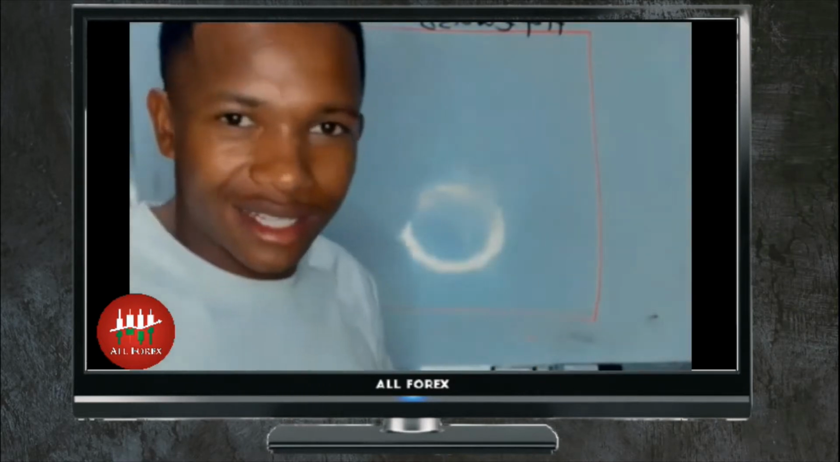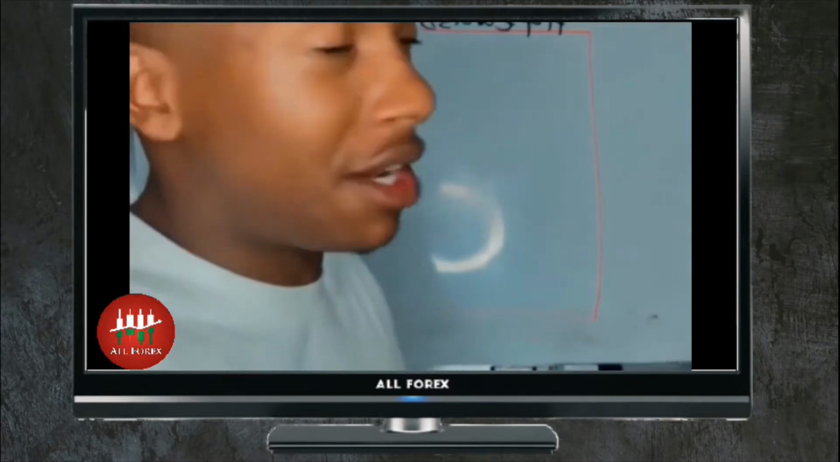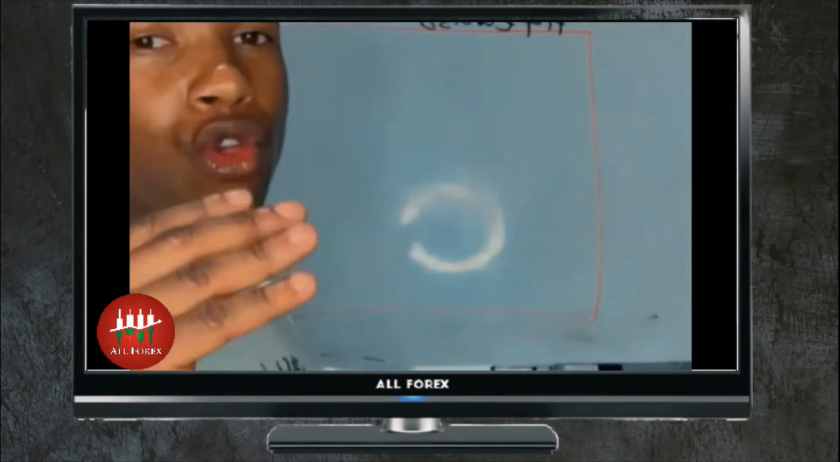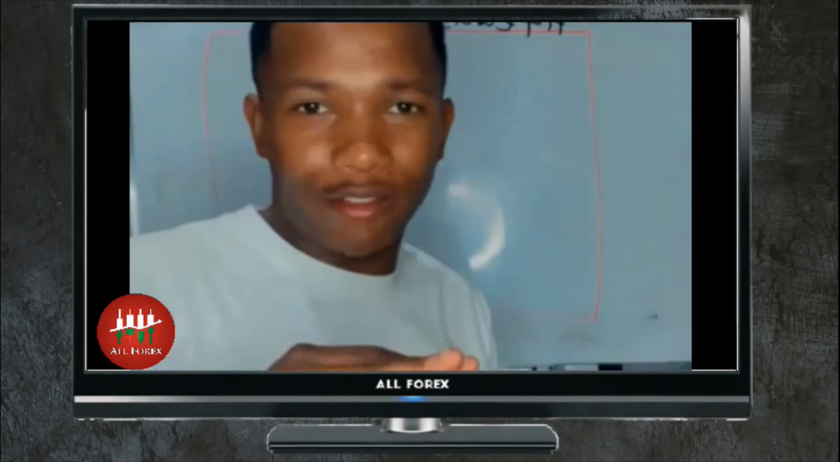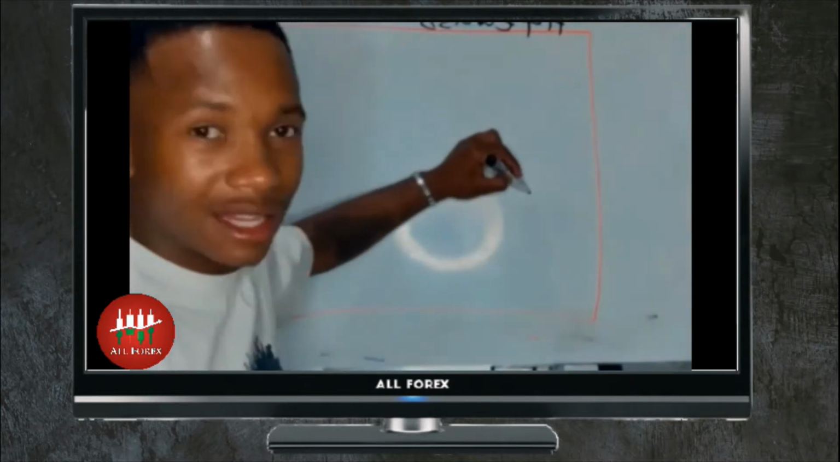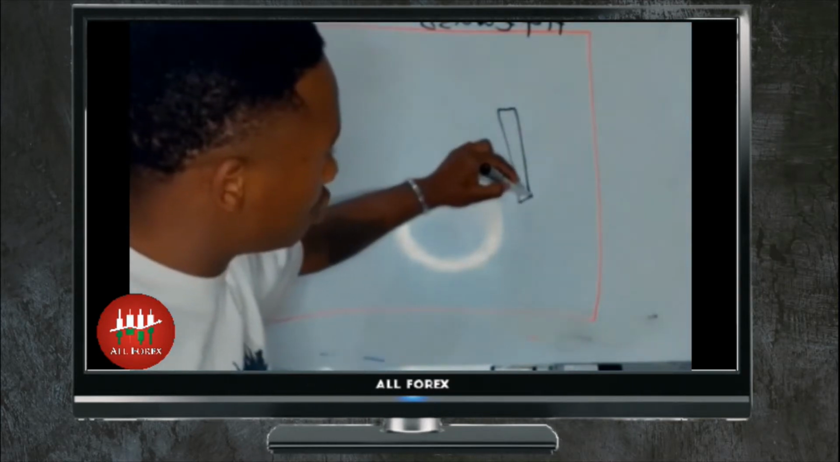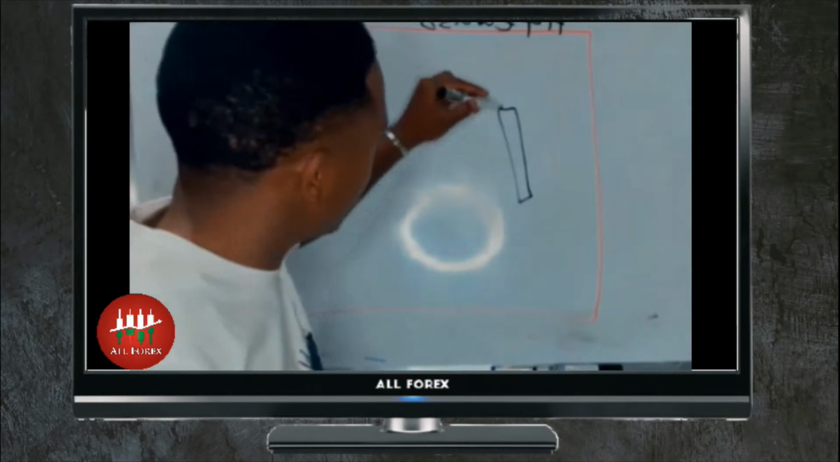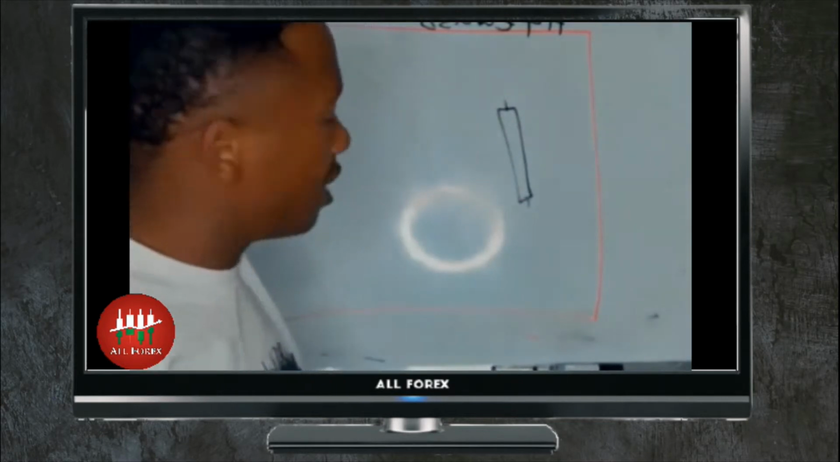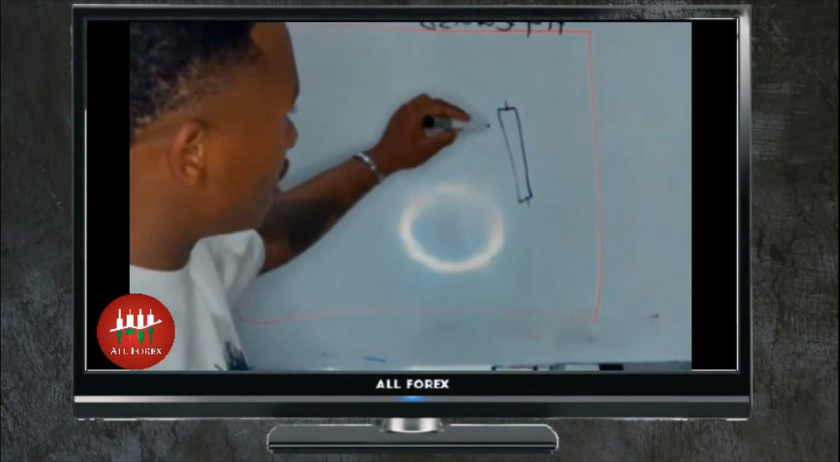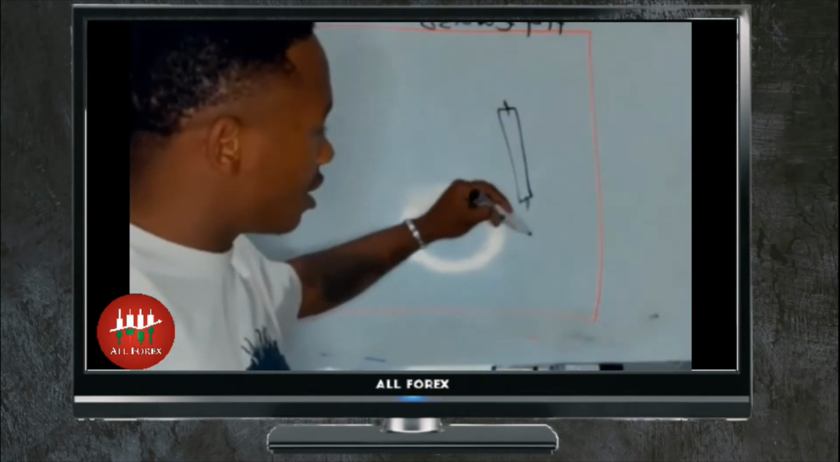If you don't know what a candlestick is and you're a beginner, a candlestick is that thing you find in your MetaTrader 4 or MetaTrader 5. It looks like this. It's more like a candle in the house, the candles that you used to pray with in the house. But it looks something like this. This is what we call a candlestick.